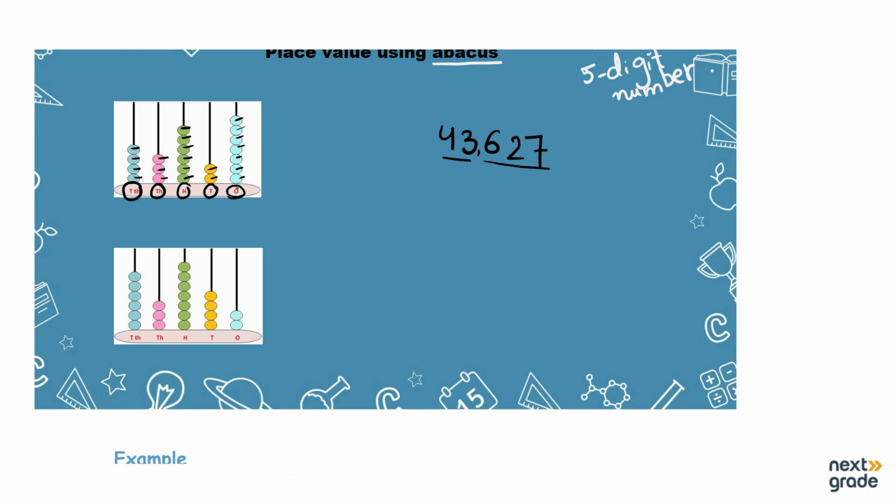It's actually 43,627. If we write it in expanded form, we will write it as 40,000 plus 3,000 plus 600 plus 20 plus 7. So this is going to be the expanded form of the given number.